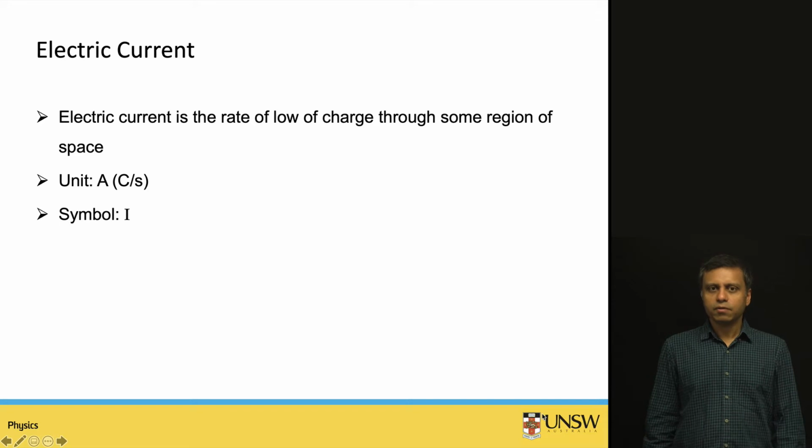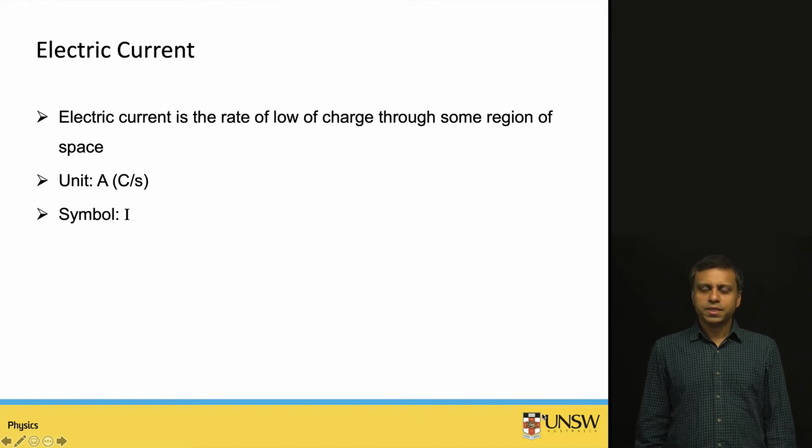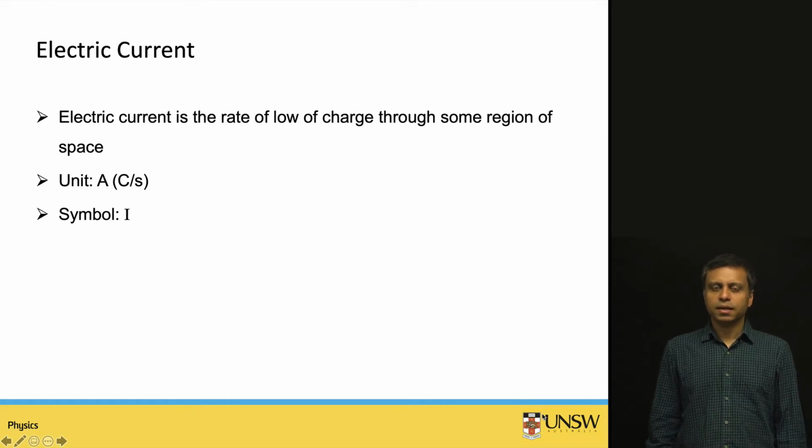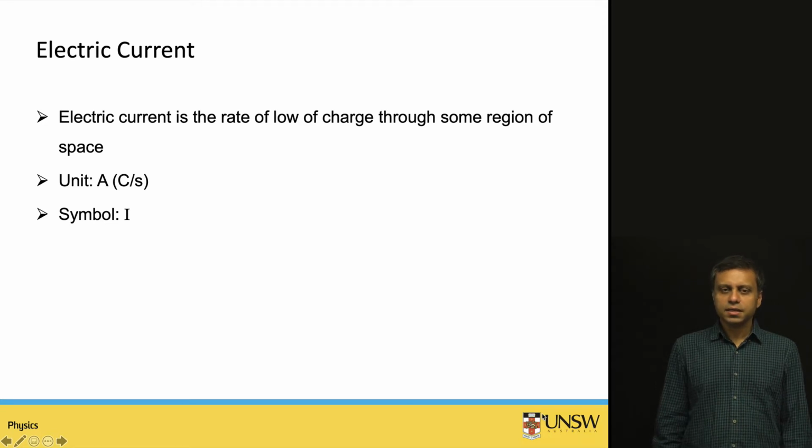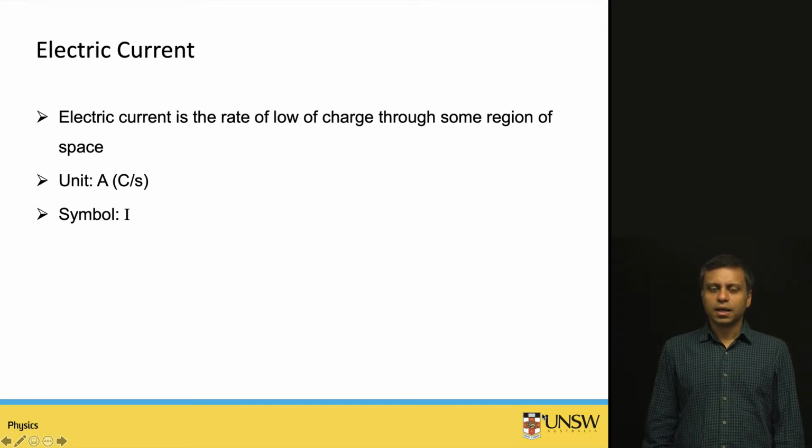Electric current is the rate of flow of charge through some region of space. Current has the unit of ampere, denoted by a capital A, and ampere is coulomb per second. Remember, coulomb is the unit of charge. Coulomb per second means the amount of charge flowing per unit time. And current is denoted by the symbol capital I.